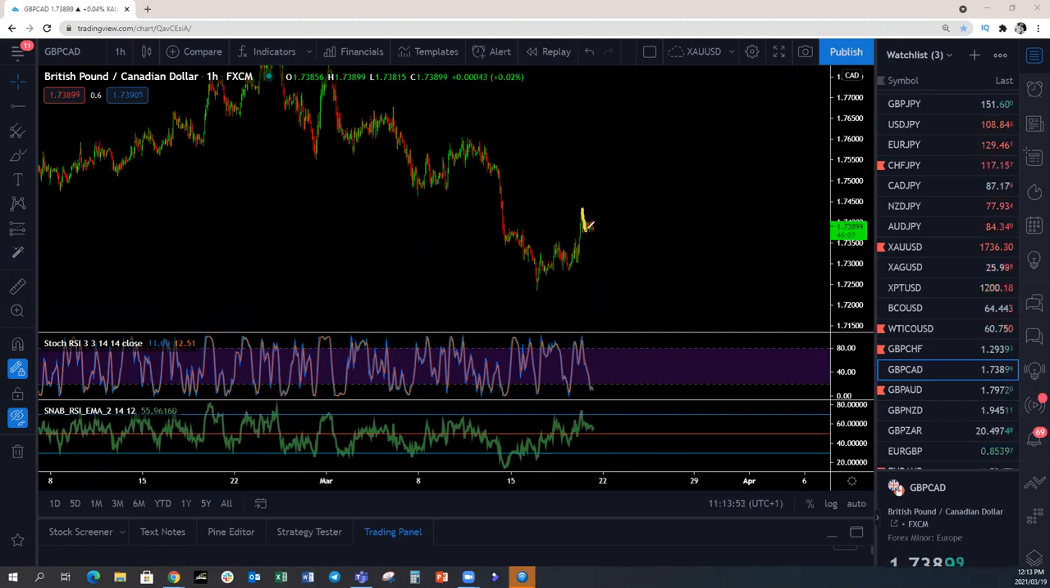Let's see what we're going to get here. This is a corrective structure. Can we get this to push a little bit higher? Then we'll have a look at the structure that will be making. Let's go to the 4 hour.